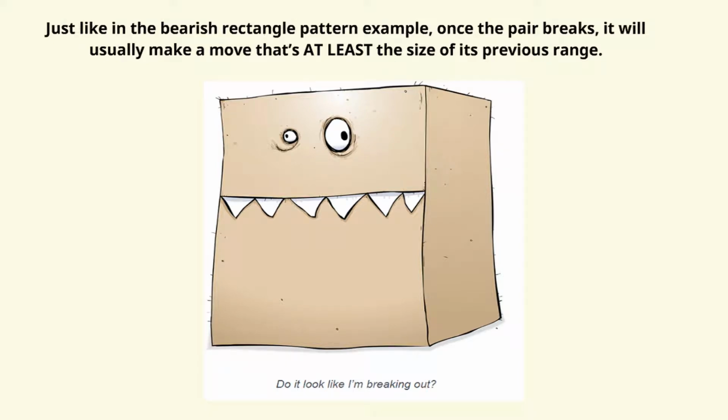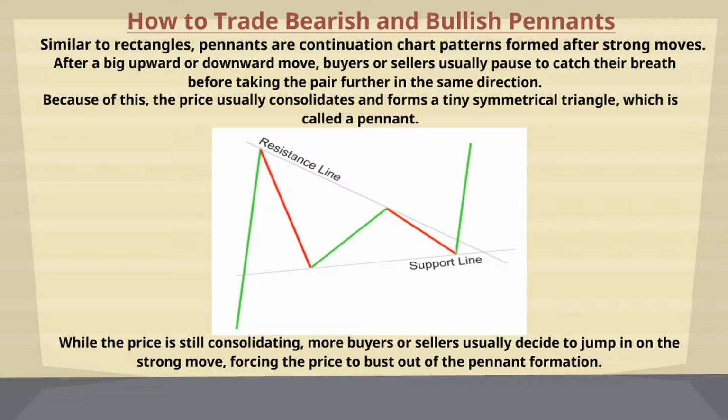How to trade bearish and bullish pennants. Similar to rectangles, pennants are continuation chart patterns formed after strong moves. After a big upward or downward move, buyers or sellers usually pause to catch their breath before taking the pair further in the same direction. Because of this, the price usually consolidates and forms a tiny symmetrical triangle, which is called a pennant. While the price is still consolidating, more buyers or sellers usually decide to jump in on the strong move, forcing the price to bust out of the pennant formation.